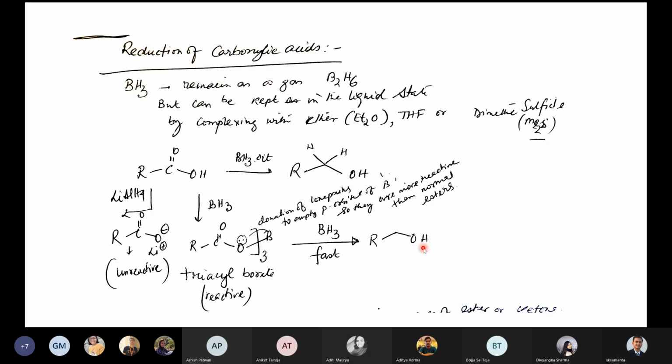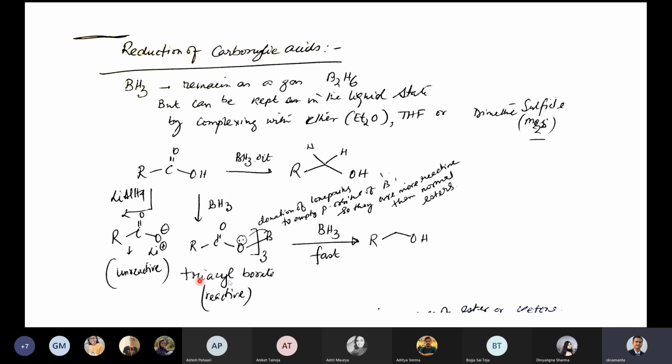Let me repeat it. So first we have this carboxylic acid. Now we take BH3. In this BH3, these are basically hydride in nature. This oxygen donates the lone pair to the vacant p orbital of this boron, and this hydride takes this proton and goes as hydrogen, gone. One molecule, and then you have BH2. Again another molecule of this comes, donates here another molecule of hydrogen.